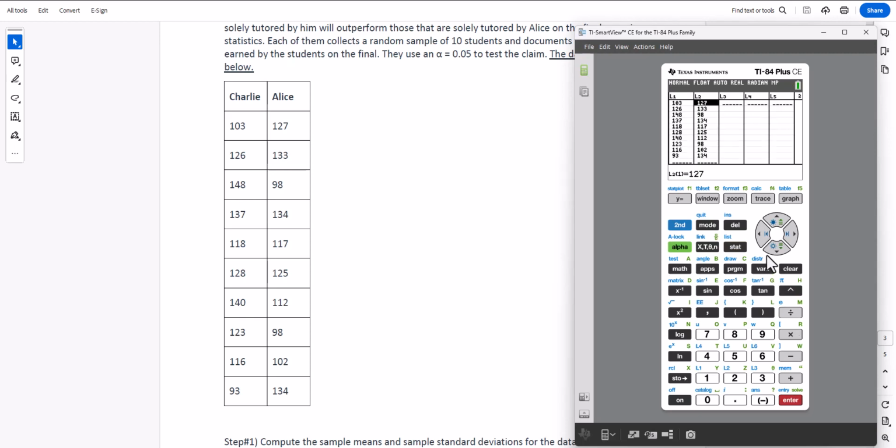Select Enter. Under L1, I type the first set of data values. Under L2, I type the second set of data values. I've taken the liberty to do this to save time.